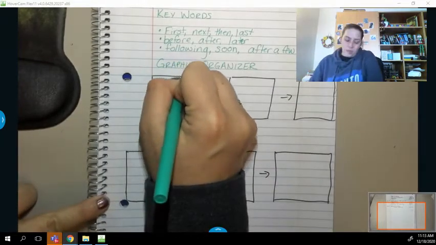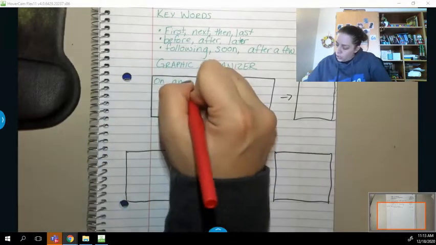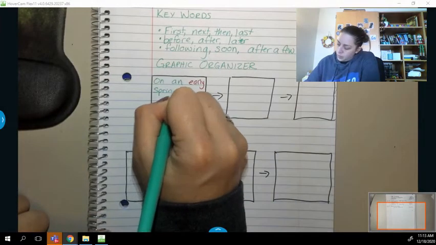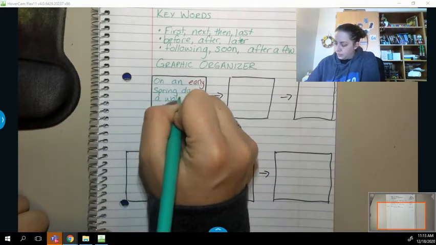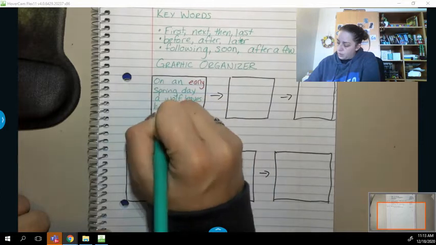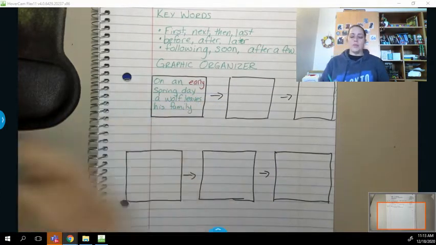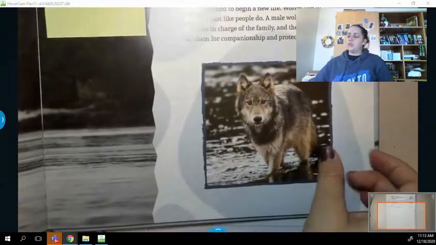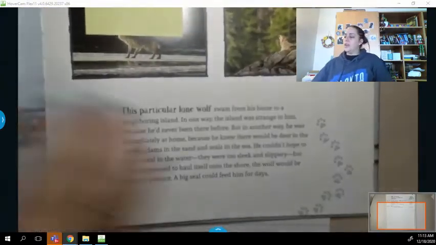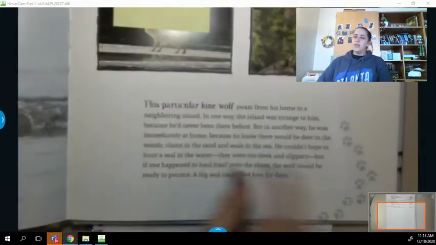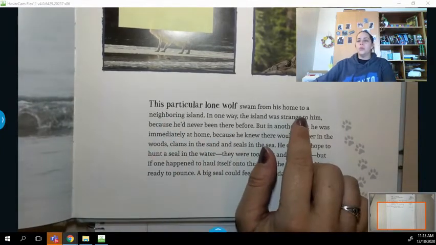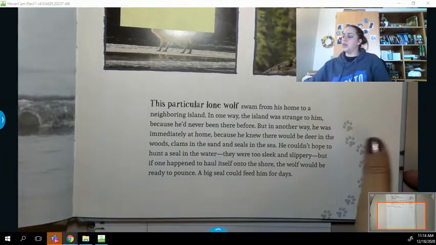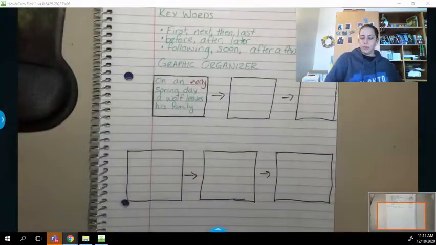So my key word that I found: early spring day, a wolf leaves his family. Now, that can't be the only thing that happens. And you're right, that's not the only thing that happens. After the wolf leaves his family, we go on and have another page to read, and then we find out that this particular lone wolf swam from his home to a neighboring island. So he left his family. What did he do next? He swam to a neighboring island, and that's going to be our second box, our second piece of sequential.